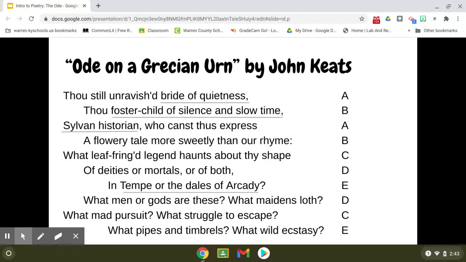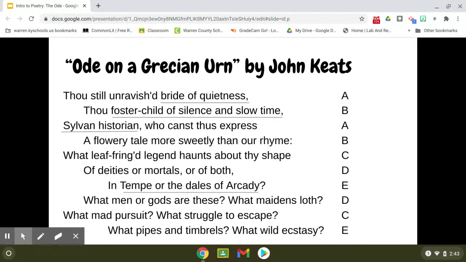On to the next part. "What leaf-ringed legend haunts about thy shape of deities or mortals, or of both, in Tempe or the dales of Arcady?" So he's asking, what legend is painted around you? Is it about deities, gods, or is it about mortals, or is it about both? Are they in Tempe, or in the dales of Arcady? Now, Arcady was an area in Greece, so he's making an allusion to ancient Greece in this poem.